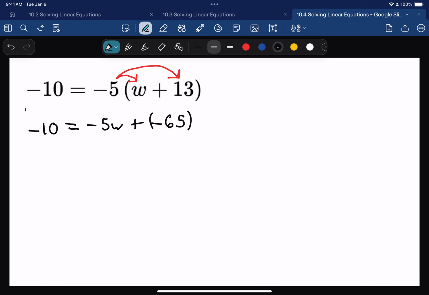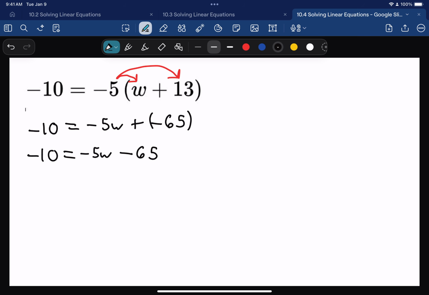So we can write it like this. Plus negative 65. But the other trick is if we're adding a negative, in this case, it's the same thing as subtracting. So we can write it like this first, but then what I would recommend is to rewrite it like this. Negative 10 equals negative 5w minus 65. Okay, we don't need to write that plus there because we're adding a negative number, which is the same as subtracting.